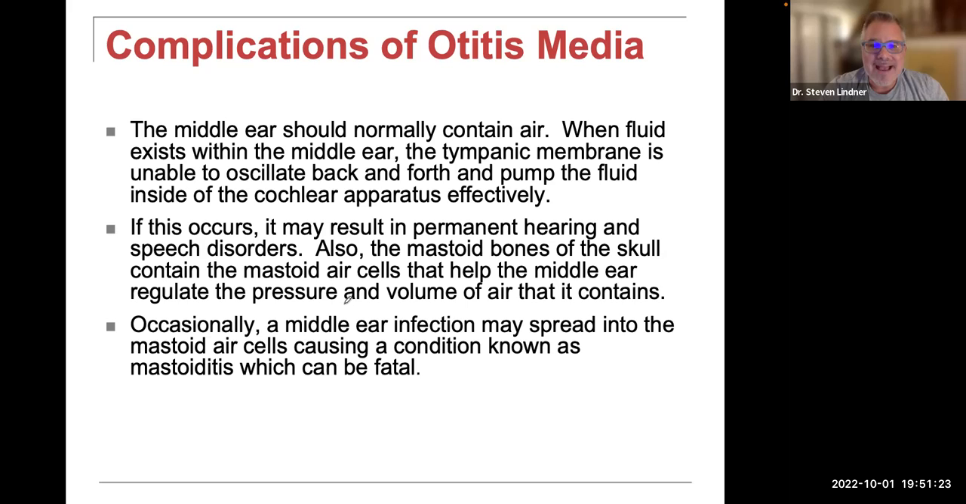And the mastoid process, the mastoid bone, which is behind the ear near the skull, has these mastoid air cells that help the middle ear regulate pressure and volume of air. And every now and then, when there is a middle ear infection, it can spread into the mastoid air cells and cause mastoiditis. And this could be a real problem.